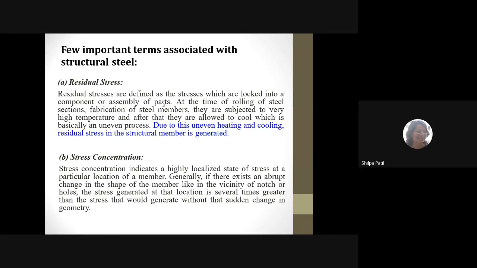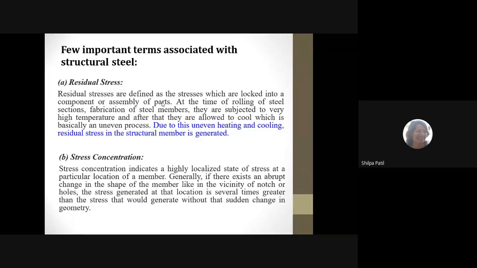Now we have already discussed the manufacturing process of a hot rolled steel section. Hot rolled steel sections are manufactured under a very high temperature. That is, the iron is heated up to or more than 1500 degrees Celsius, and then it is poured into a mold of the required shape, and then the entire section is allowed to cool down. So initially we are heating the material to a very high temperature, and then we are cooling it down. So these two effects, heating and cooling, develop a certain amount of stresses.